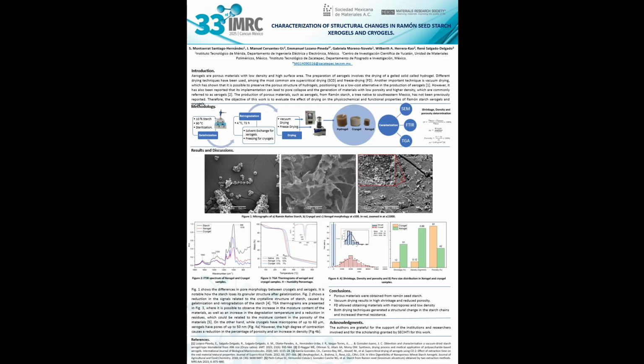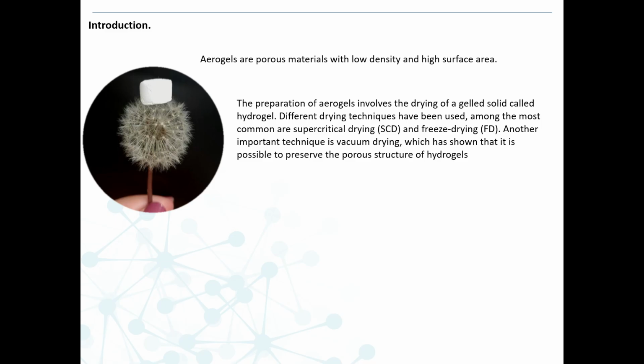This poster is titled Characterization of Structural Changes in Ramon's Starch Aerogels and Cryogels, and is part of a project to implement these porous materials obtained from starch as scaffolds in the field of tissue engineering. Aerogels are porous materials, usually obtained using supercritical drying to separate the liquid from the solid phase of a hydrogel, leaving the three-dimensional structure as intact as possible.